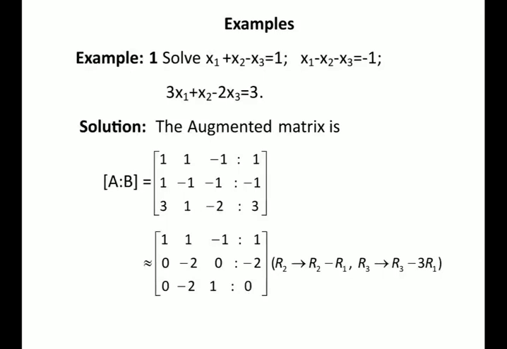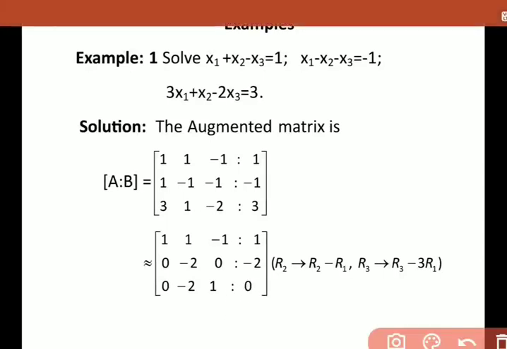For that you have to make some rows zero, using row operations. Here we have done R2 changes to R2 minus R1. So 1 minus 1 is 0. This element you will get here: 1 minus 1 is 0, and minus 1 minus of minus 1 is minus 2, you will get this one.